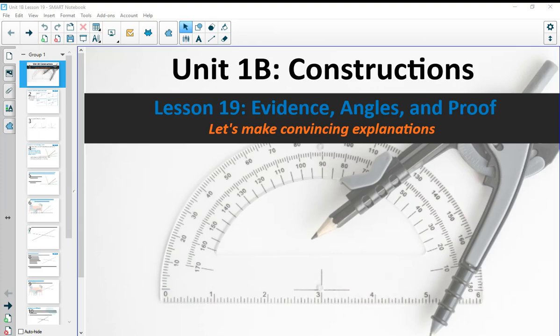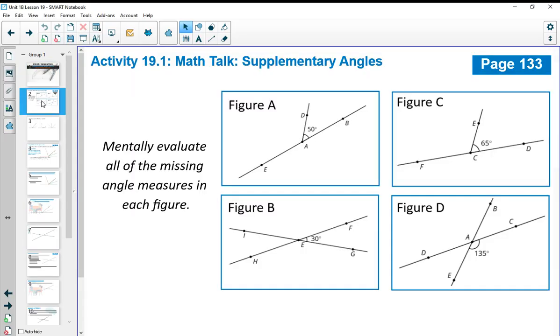In this video, we're going to look at Unit 1, Lesson 19, which is about evidence, angles, and proof, and we're going to make some convincing explanations. In this first activity, you should try to mentally evaluate all of the missing angles in each diagram.